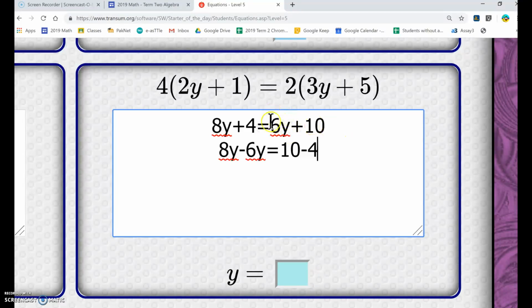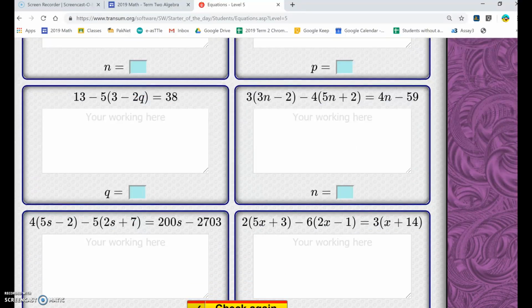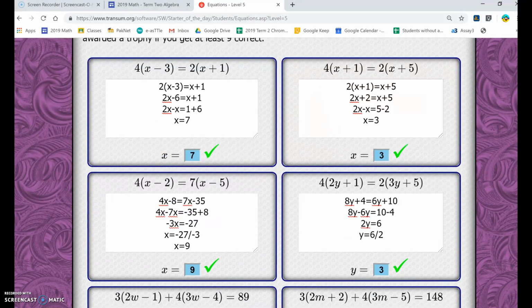What happened there? Plus 6y. Taking 6y off both sides, that disappears, it comes here. Taking 4 off both sides, we are there. And 8y minus 6y is 2y, and 10 minus 4 is 6. And so y equals 6 divided by 2, so y equals 3. And we check again. Okay, so that gives you an idea of how to do those ones.